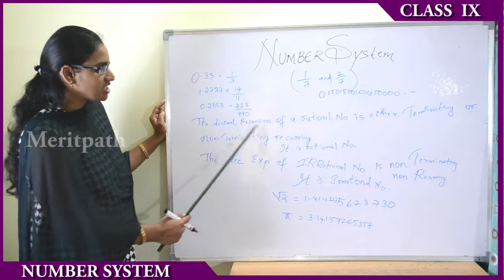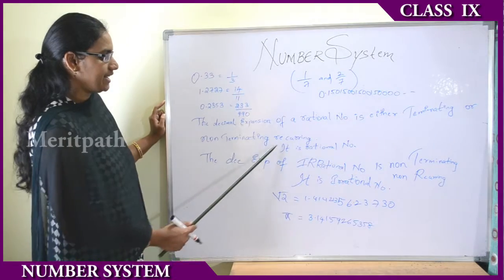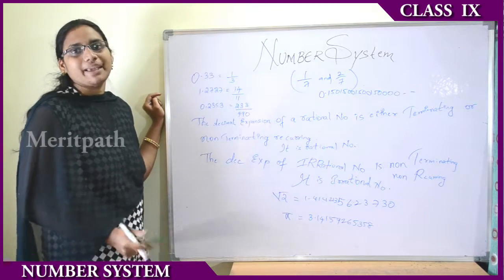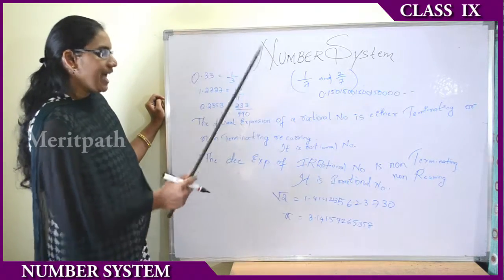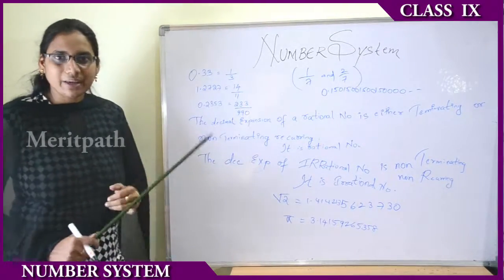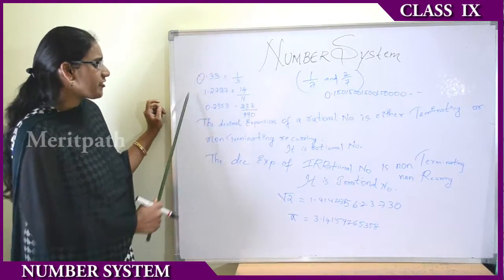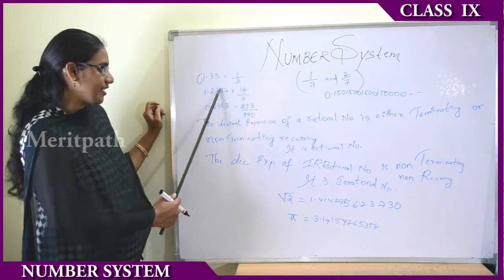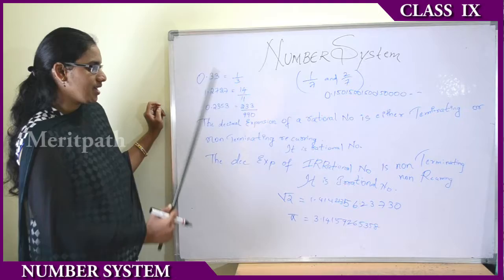The decimal expansion of a rational number is either terminating or non-terminating recurring. I repeat it again: every rational number will be either terminating or non-terminating recurring. That is, a rational number has a property that it will be either terminating or non-terminating recurring. See, these are examples of rational numbers, right? They are either terminating or non-terminating, but recurring. Here 3 is repeating, here 2727 is repeating, and so on.